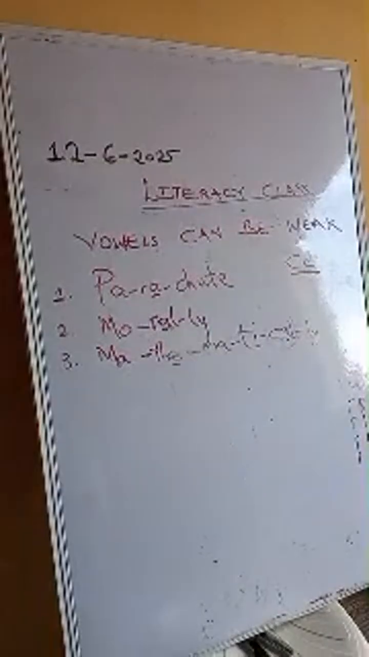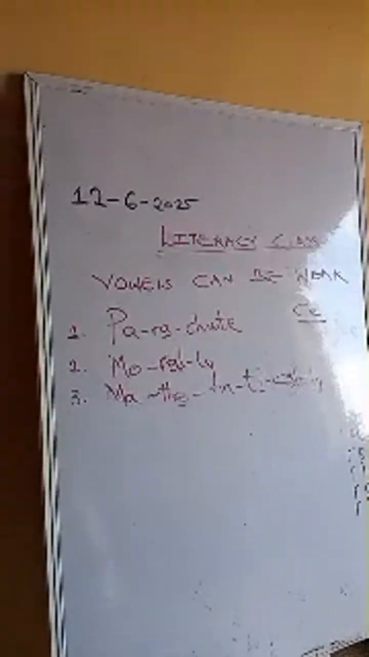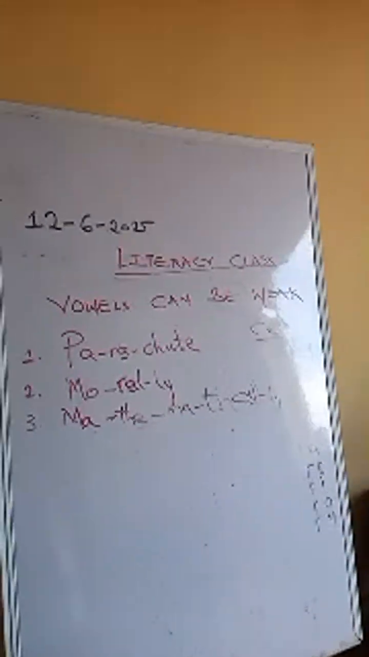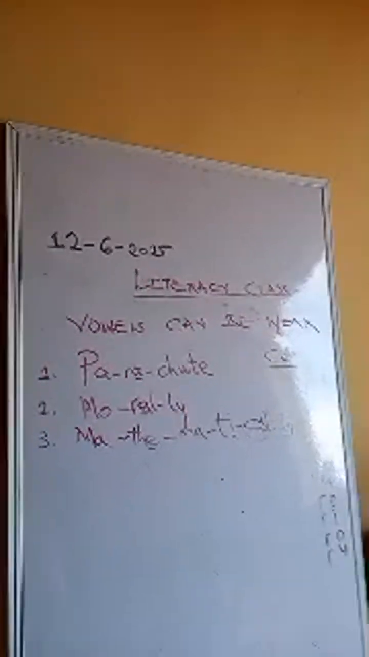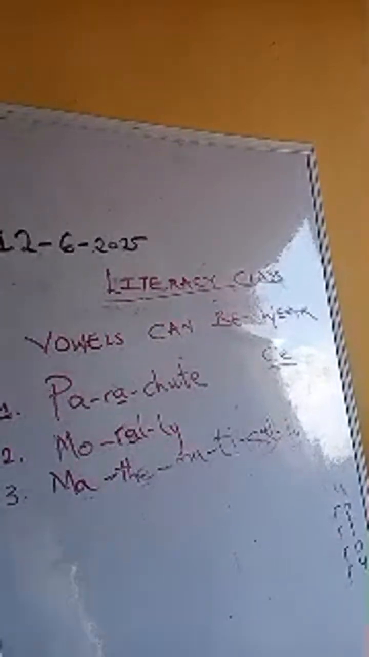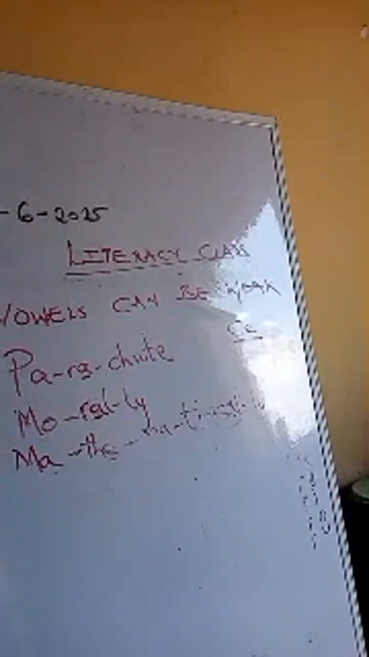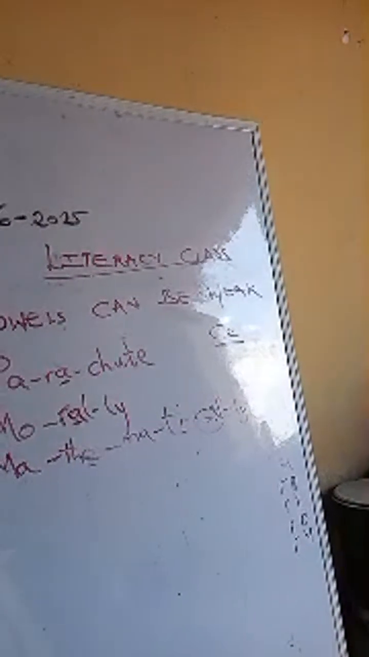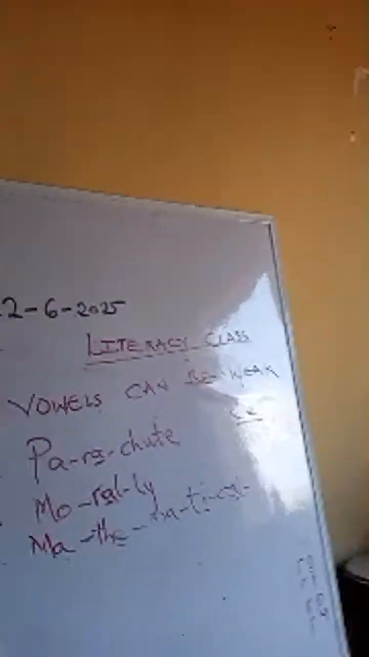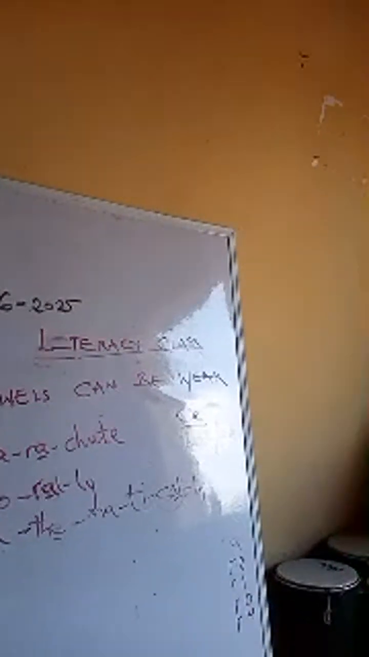Another word is literacy. When I say literacy, speak louder. Literacy. Now, when it is literacy, tell me which letter there is weak. Which letter do you say? The A is weak. Another letter is weak there. Literacy.